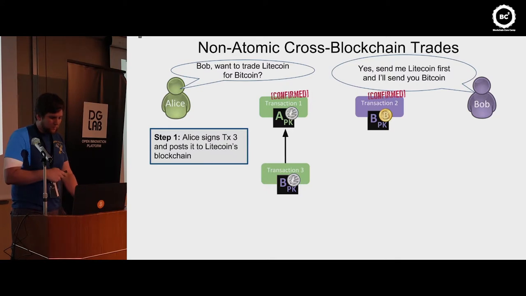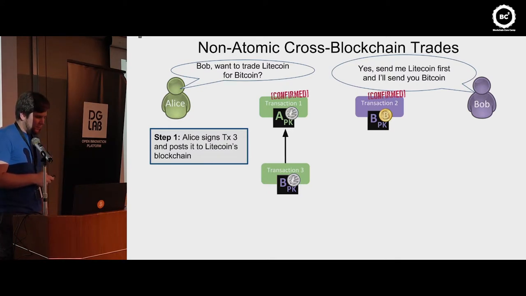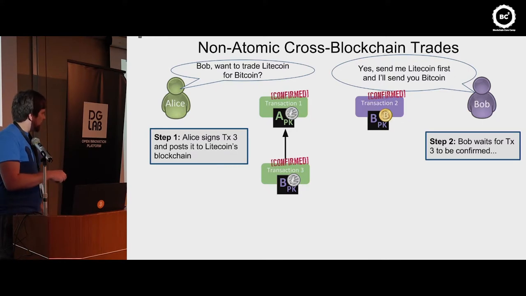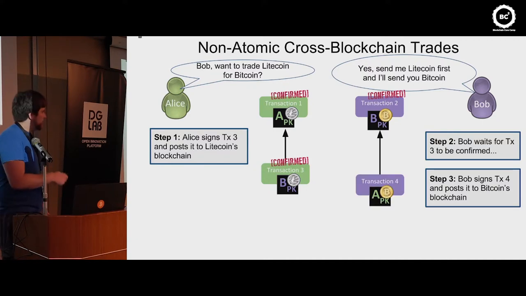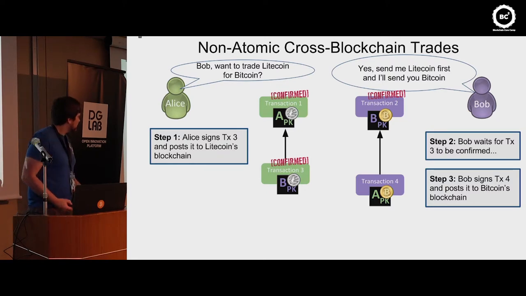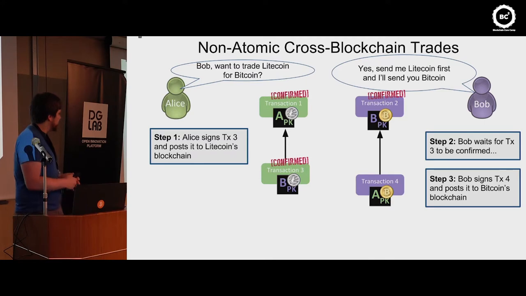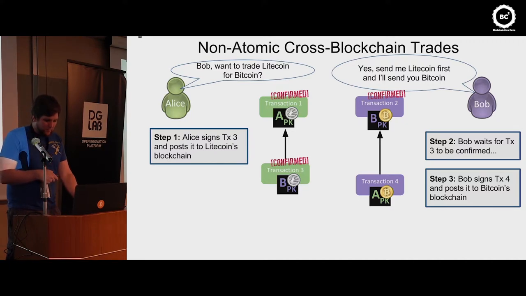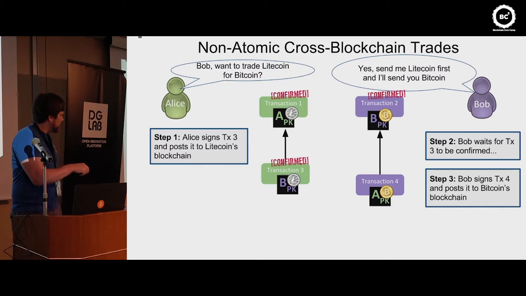Now that Bob has his Litecoin, he sends a Bitcoin to Alice. And to ensure he isn't cheated, he waits for transaction 3 to be confirmed. So notice that a swap or trade has occurred in that Alice no longer controls this Litecoin, but Bob does.